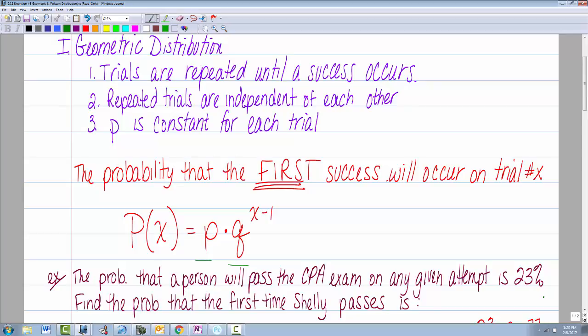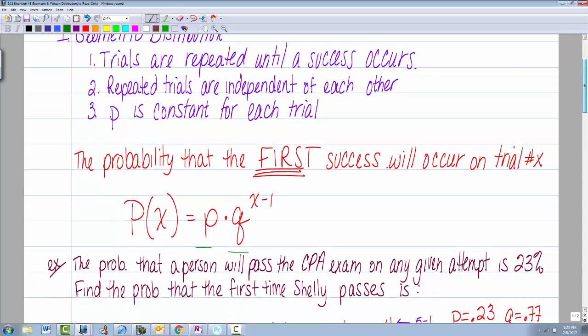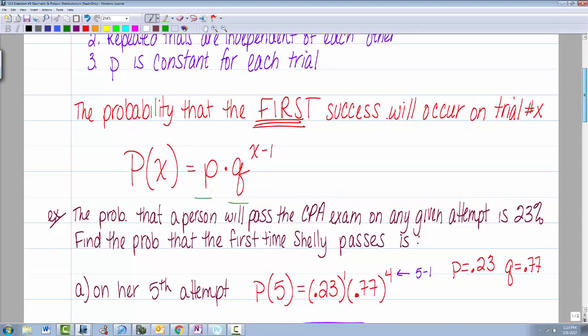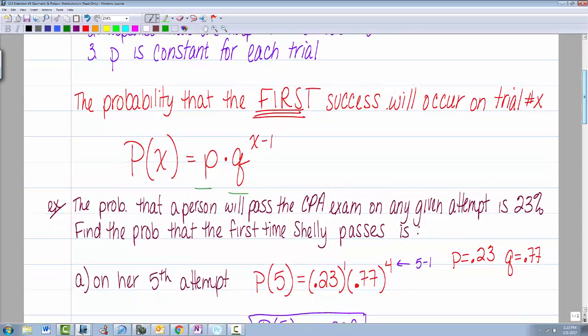Find the probability that the first time Shelly passes is... Well, what's the probability she passes on her first exam? It's right in front of you. What is it? 23%. That's it. That would be easy. But that's not what we're asking. We're asking, what's the probability that the first time she passes is her 5th attempt? Then we can make sense out of this formula why it works.